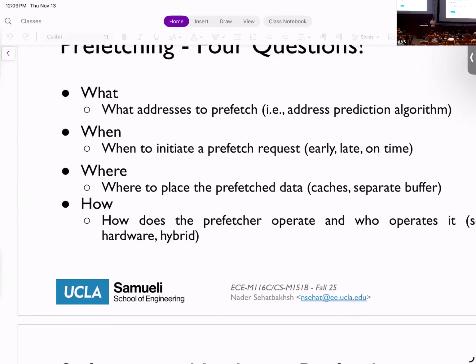Prefetchers also, as I said last time, it's important where you want to put your prefetcher, right? So for example, do you want to put it in L1 cache, or do you want to put it in lower level cache?